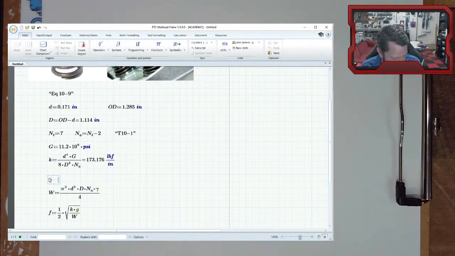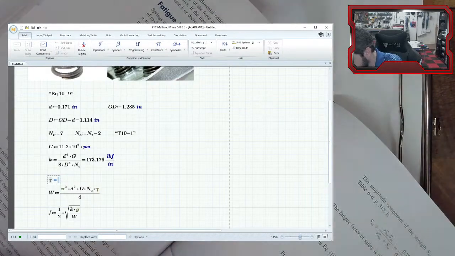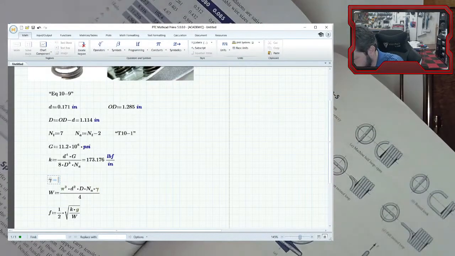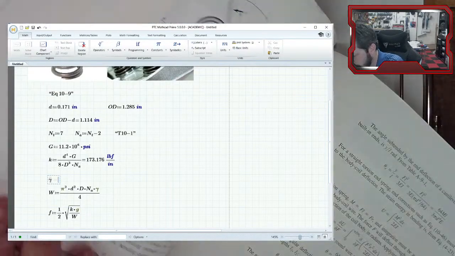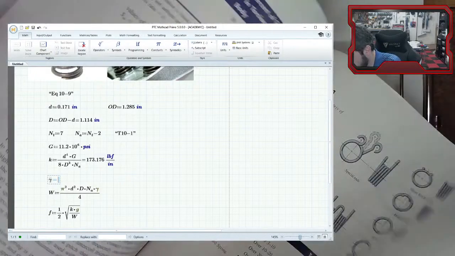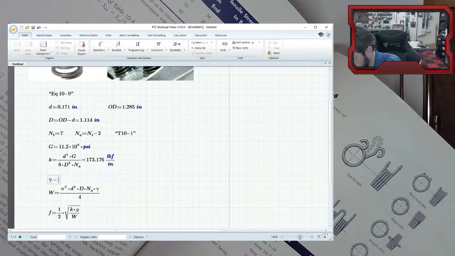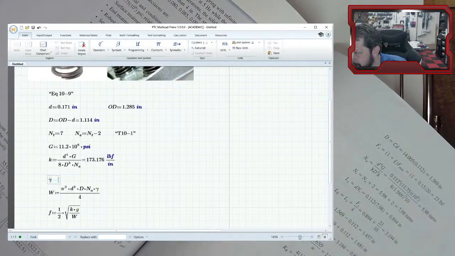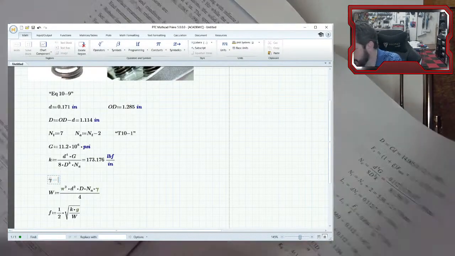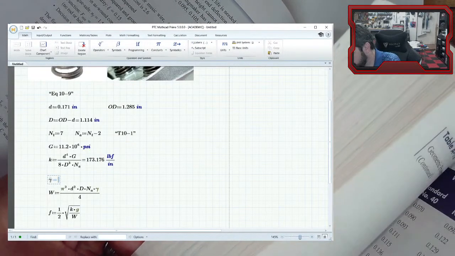We could also get this from table 10.9, I believe. Let's find out. No, not table 10.9. Well, I have it written down. It's table A5. I was looking in 10. We'll go look it up now, just so we can see it.